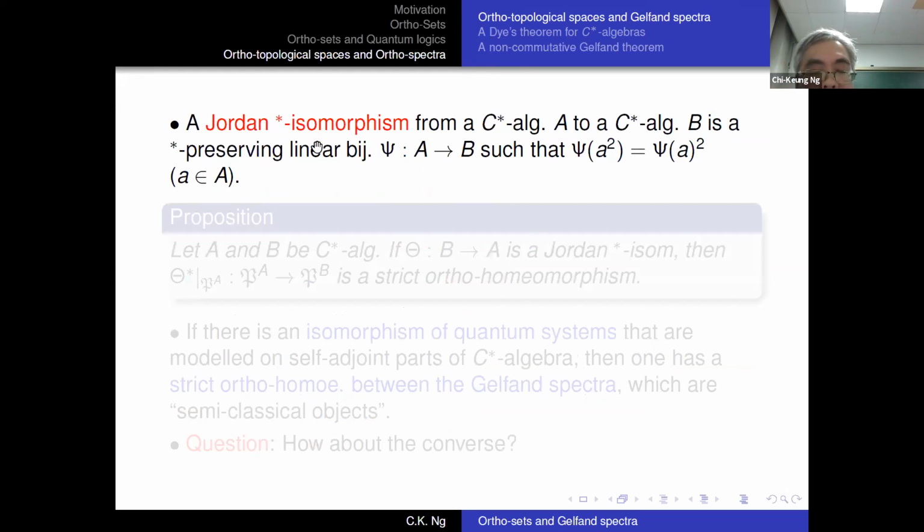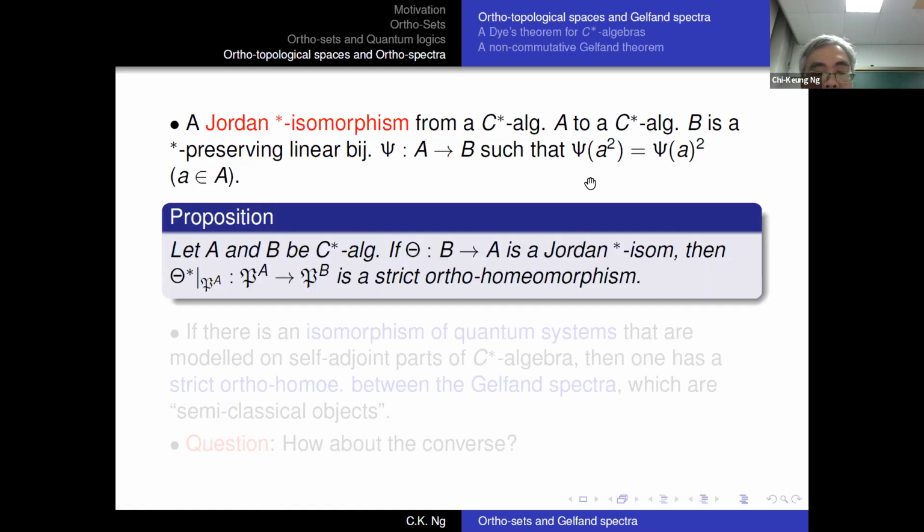And if we start with a Jordan star isomorphism from C* algebra A to C* algebra B, which means a bijection preserving the star operation and preserving the square. So if we have a Jordan star isomorphism between two C* algebras, then the dual map, when we restrict it to the pure state space of A, will map into the pure state space of B, and this will be a strict awful homeomorphism.